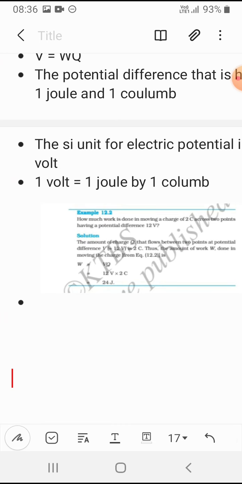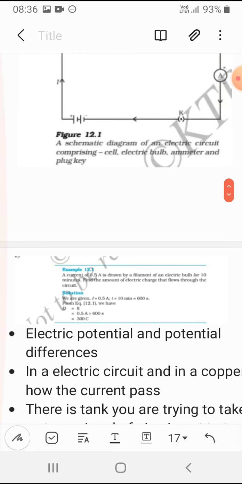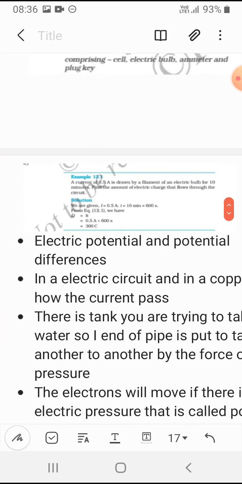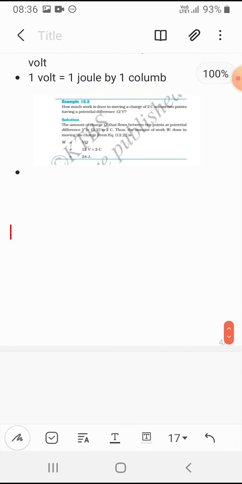To find work done we have to do V into Q, and to find the flow of charges we have to do Q is equal to I into T, or I is equal to Q by T. Sometimes the question gives T and Q but not I. But here they have given I and T but not Q, so we have to find that Q. So this is the next problem.